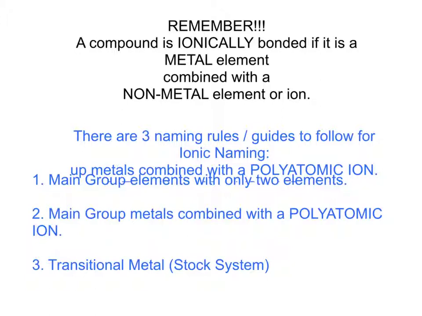First, when we look at these elements, we must determine if they are main group elements, or main group elements that are combined with a polyatomic ion. And if they're not a main group element, that means that they are in the transitional metal area. And if that's the case, we need to use the stock system.